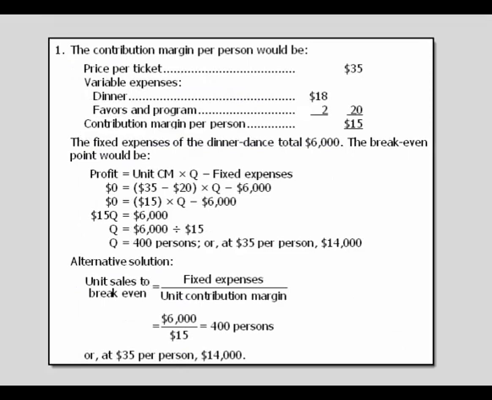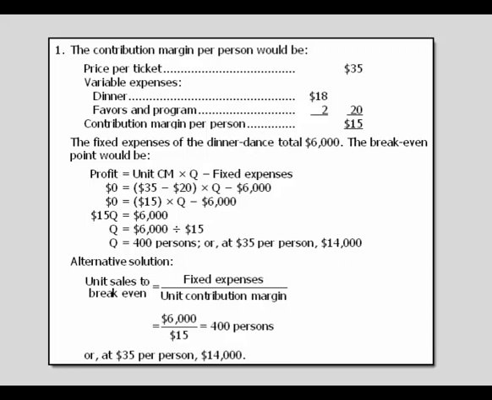Okay, now you see the approach to tackling part 1. The contribution margin per person would be the $35 purchase price less the variable expenses. And the variable expenses would be the dinner, which is $18 per person, or per ticket, right? Favors and a program, $2 per person or per ticket. So the contribution margin per person is $15. The fixed expense of the dinner dance comes out to be $6,000, and that represents the other costs.